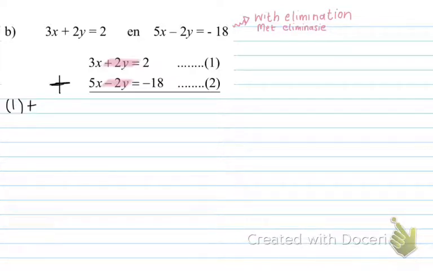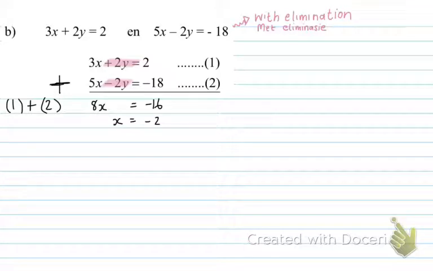So I'm going to say equation number 1 plus equation number 2. That'll give me 3x plus 5x is 8x. And 2y minus 2y is 0. On the other side, I have 2 minus 18 is negative 16. Then I divide by 8 on the other side and I get negative 2. So now I have the x value.